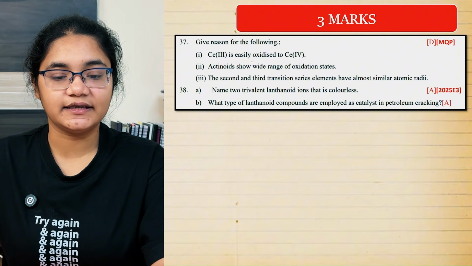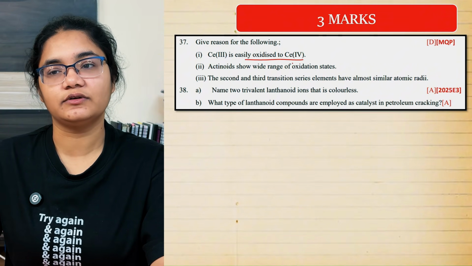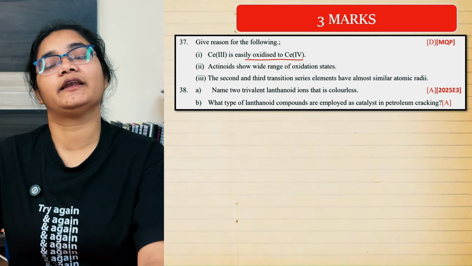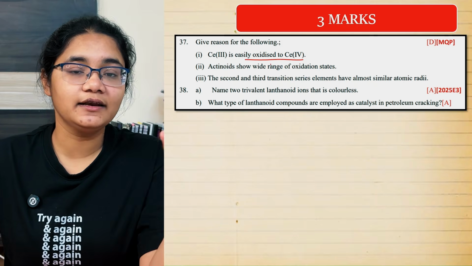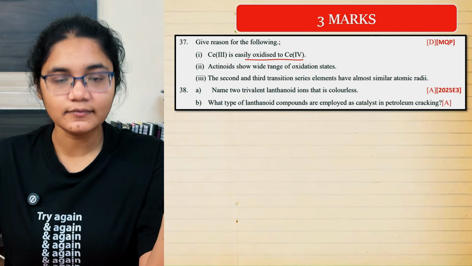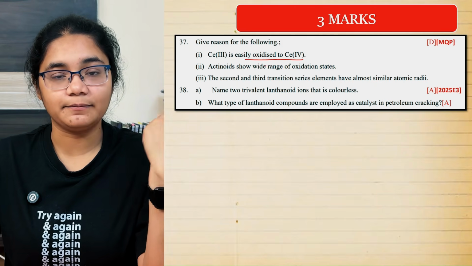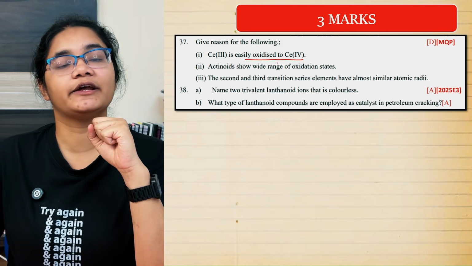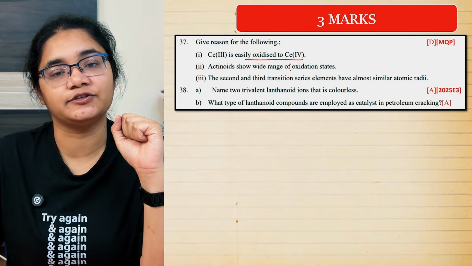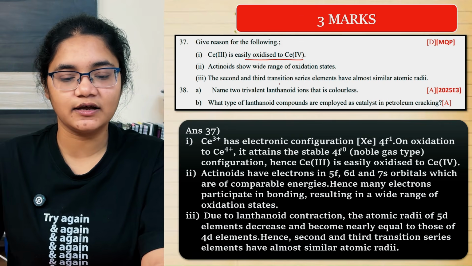Next is give reason. Cerium is easily oxidized to cerium +4. This question we have already discussed. Cerium has an electronic configuration of xenon 4f1 5d1 6s2. In +4 oxidation state, it loses all these electrons and comes to a noble gas configuration of xenon. So that is why it shows this oxidation state.